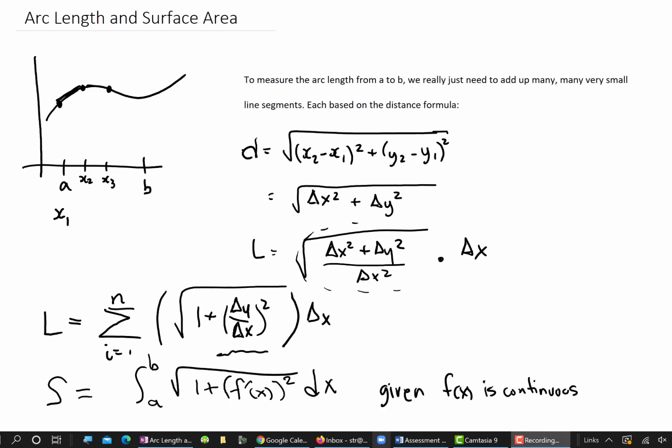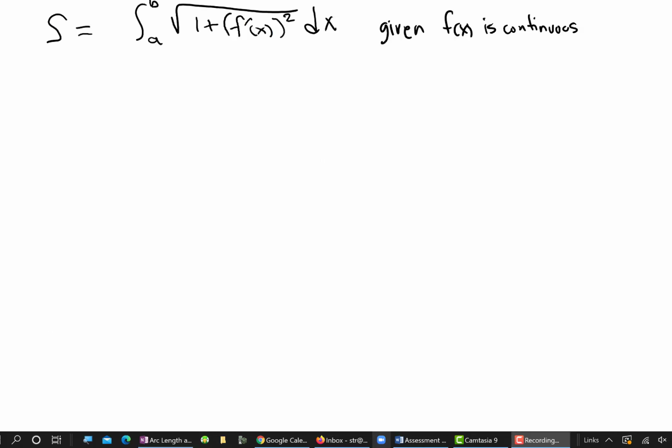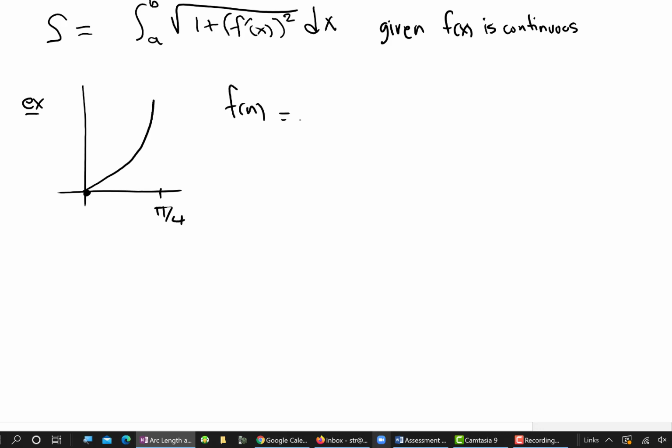Okay, so let's take a look at an example of how to calculate an arc length using this formula. In this example, we have a picture that starts at (0, 0) and goes to pi over 4, and I want to know this arc length. The function in this case is ln of secant of x. So something quite complicated, and again, it's on the interval 0 to pi over 4.